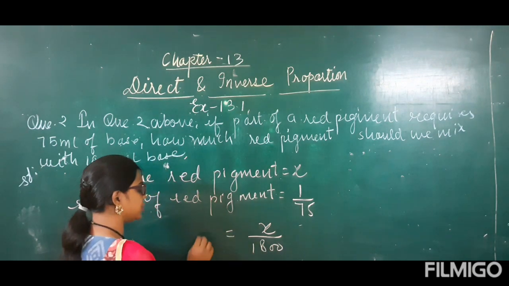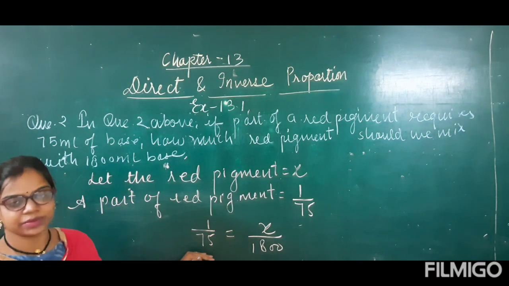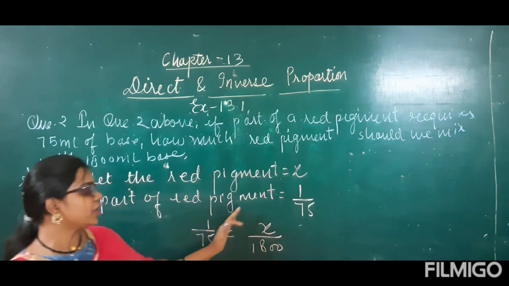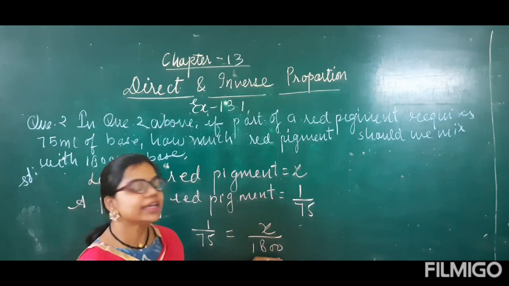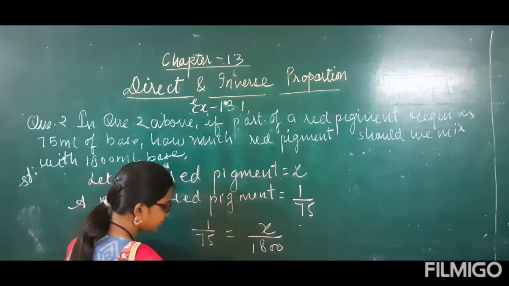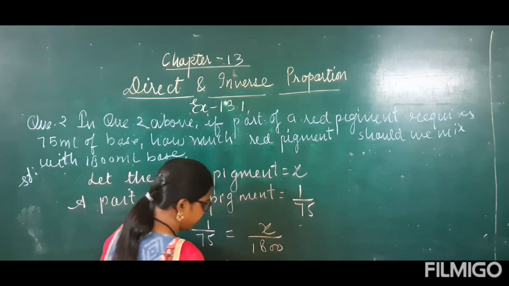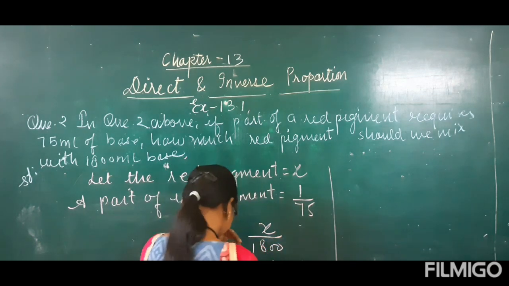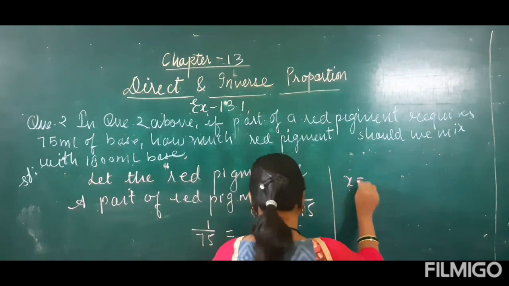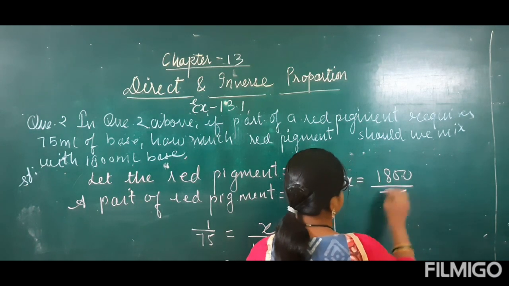Okay, so the equation will be 1 upon 75 ml. For 1 part you are mixing 75 ml. So for how much red pigment will be mixed for 1800 ml? From here you will find out the value of x. Cross multiply: this is 75x upon 1800, and here you will get x is equal to 1800 upon 75.